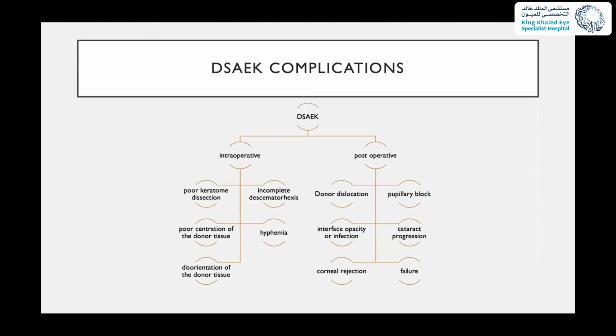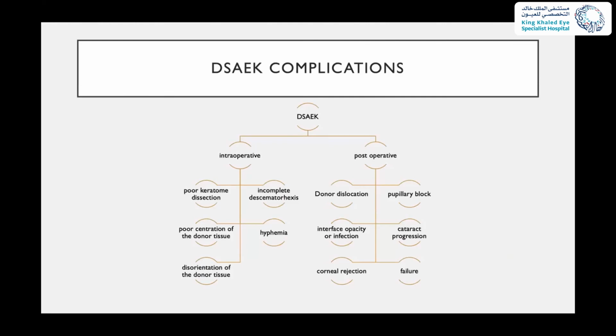So here are the basic complications that are divided into intraoperative and postoperative. The intraoperative complications are generally related to poor microkeratome dissection. Sometimes you have a perforation of the donor tissue where you can no longer use it. Also related to poor centration of the donor tissue in the back of the cornea because you cannot manipulate those grafts. So only tapping or massaging the cornea where you can center your graft. So it carries some intraoperative difficulty.